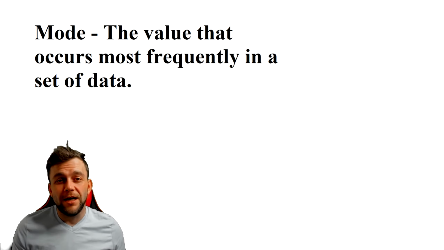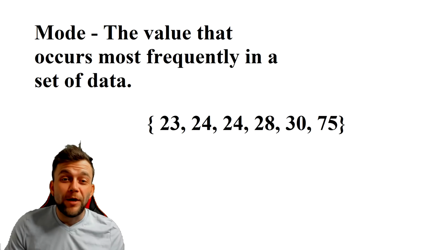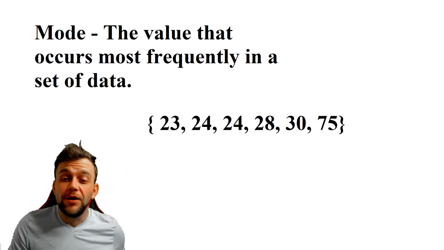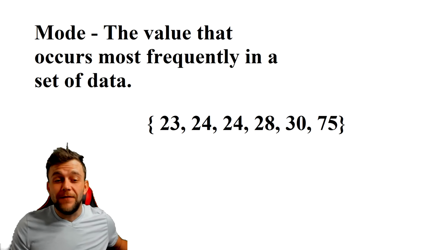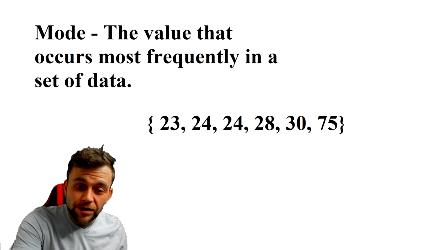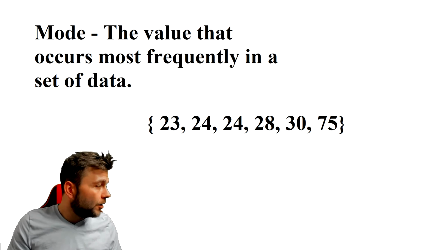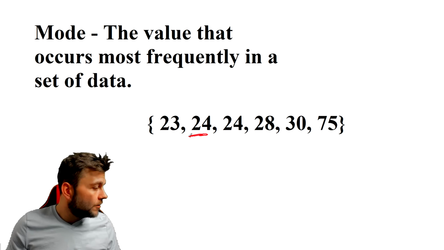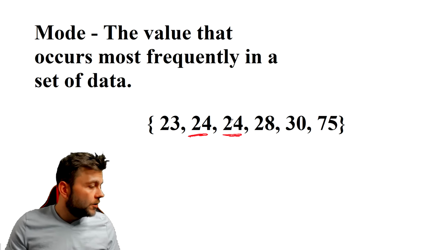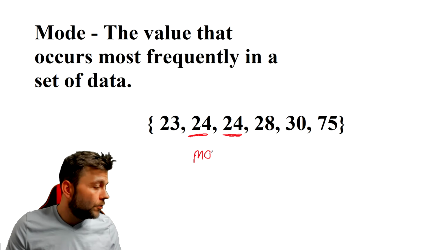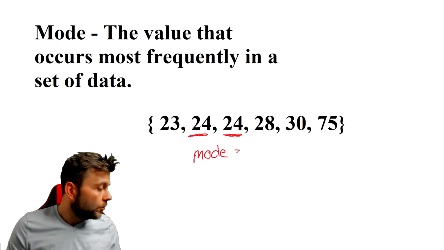So let's get a data set up on the wall up here. So yep, now we have a data set and it's 23, 24, 24, 28, 30, and 75. But which one is the mode? Well, as we can see, the number 24 appears 2 times. So right here and right here. So to label it, our mode is 24. So mode equals 24.